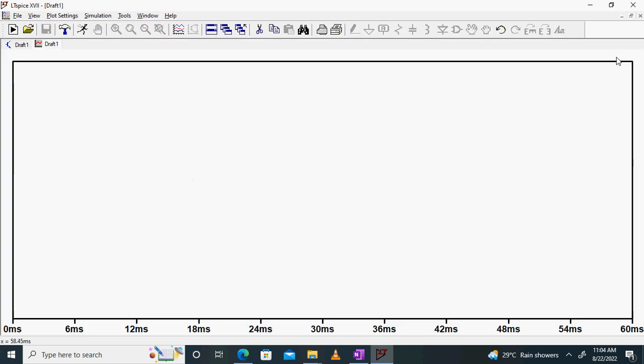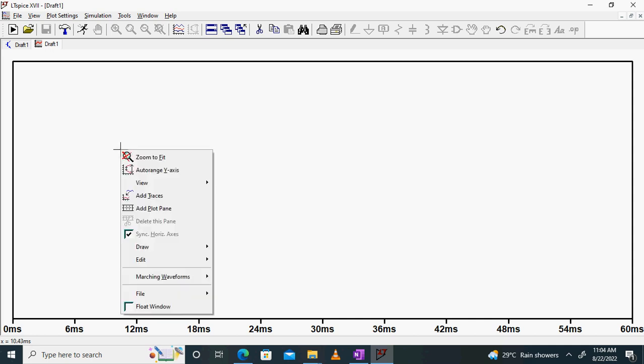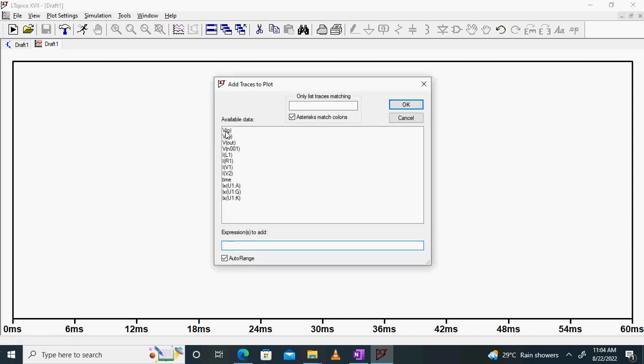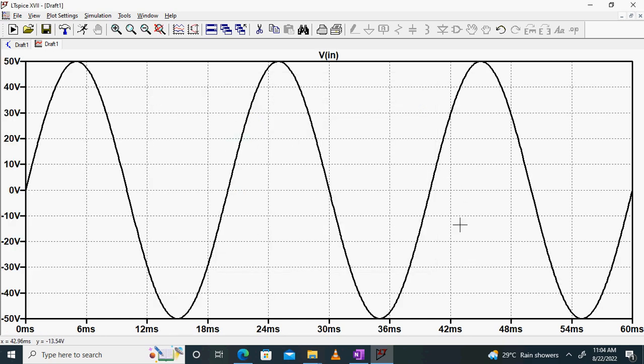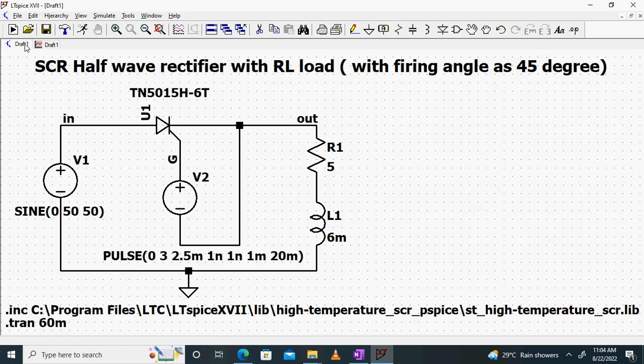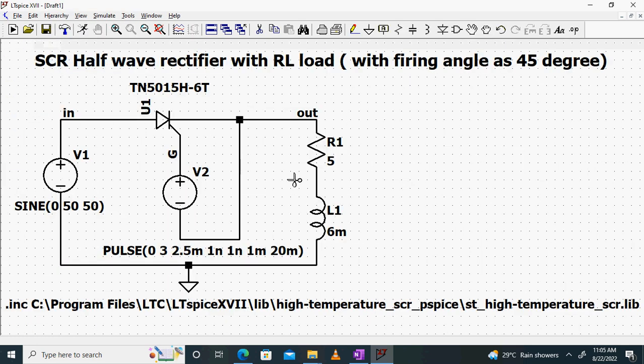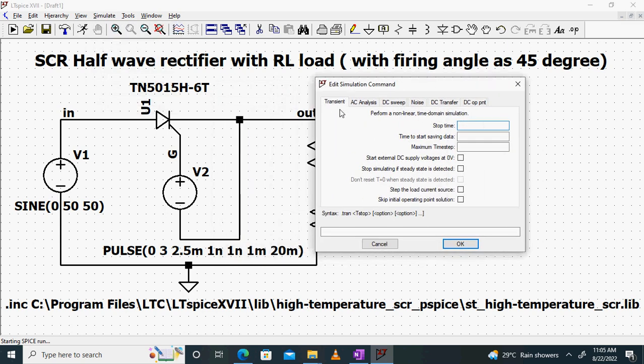Now over here, I'll maximize the blank screen. Right click, click on add trace and type V in. That will plot my V in. So we have 3 cycles, right? And actually we have already given the transient step time, let me delete and show it to you first. Let me rerun the step. After you have completed the circuit, you have to click on simulate and click on run. It will ask, we have to do the transient analysis because we are plotting V in versus time, V out versus time and the current pulses also. So everything is with respect to time.